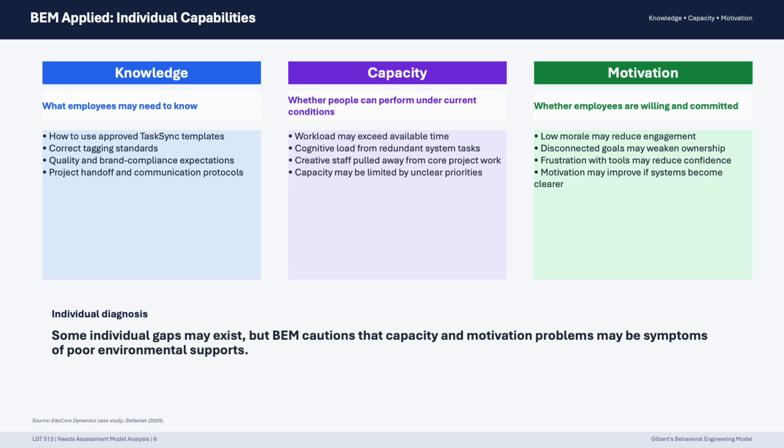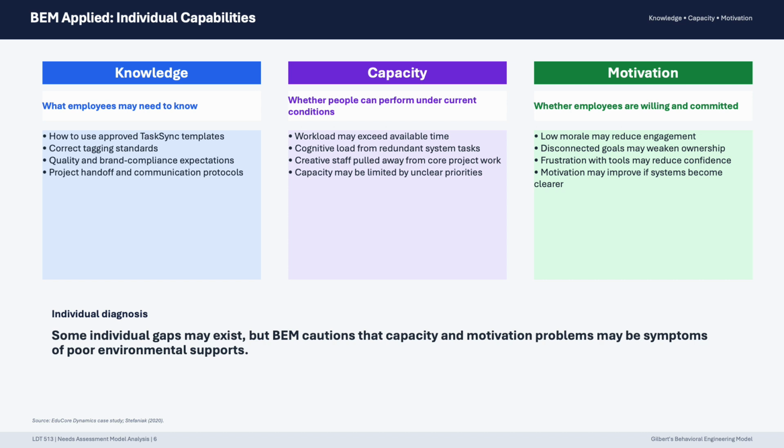Under capacity, employees may not have enough time to complete their main responsibilities because of unnecessary administrative work. Repeated data entry and confusing processes can increase cognitive load and therefore reduce the amount of time available for creative production. Workload distribution and competing priorities may also affect employees' ability to meet deadlines.